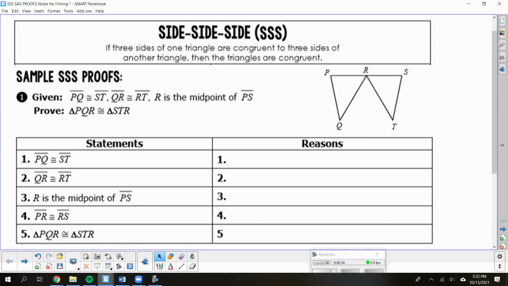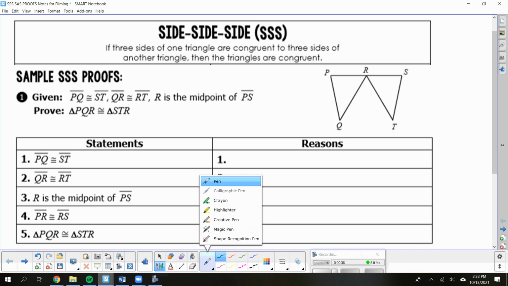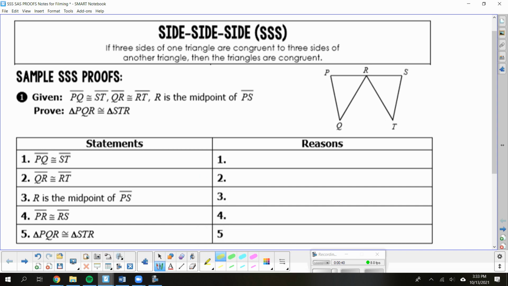Alright, so every proof is going to start off with something that is given to you. This is how we can start our proof. So we have our given statements. We have 3 given statements. Notice that they are all in the first 3 boxes. So your given statements always start off with proof, and your reason for that is going to be that it's given to you. So we saw that on our reference sheet.